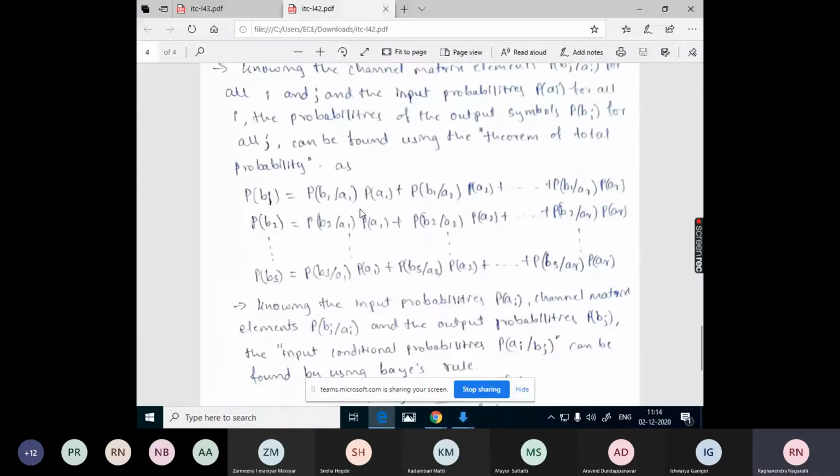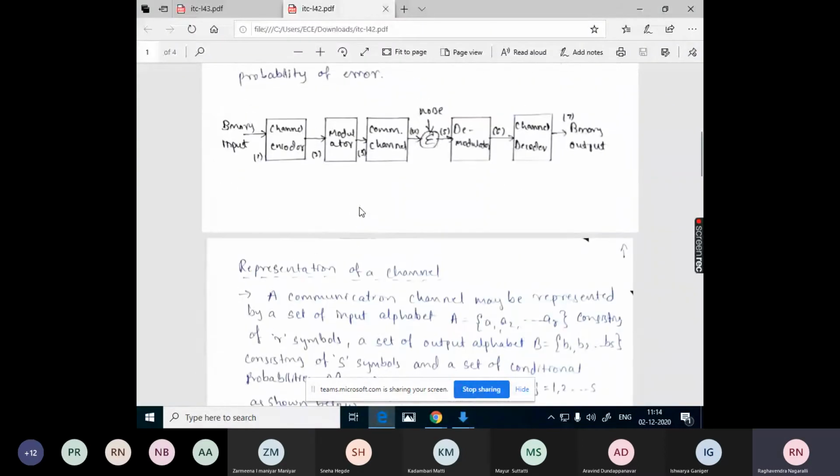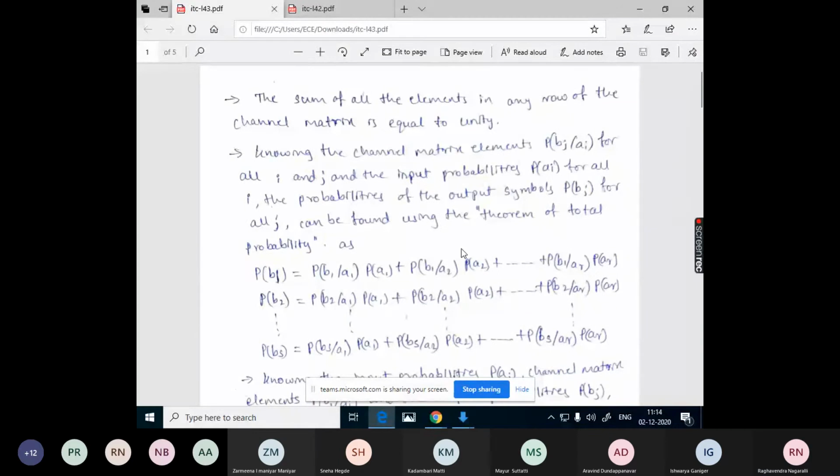So is this PDF visible? Is my screen shared? Are you able to see this? Yes, sir. Okay.